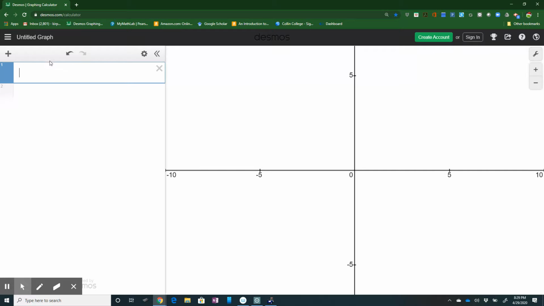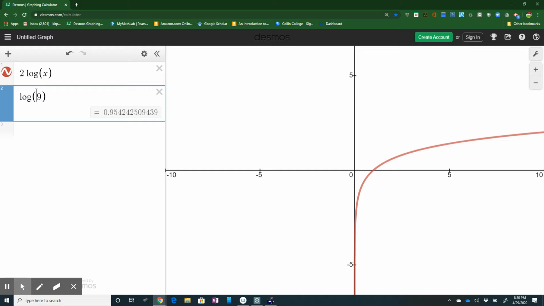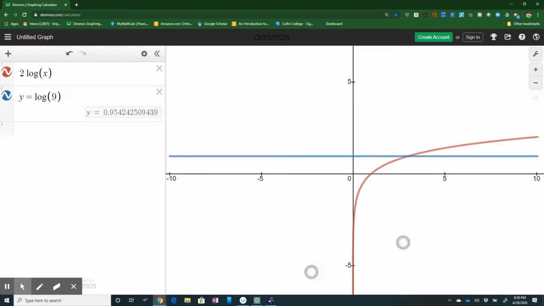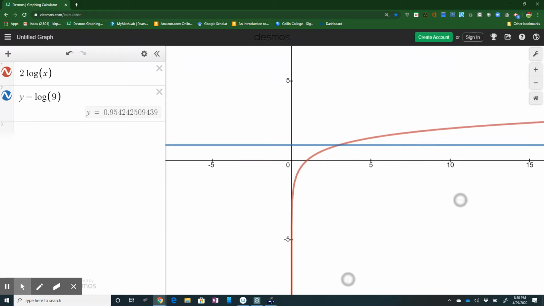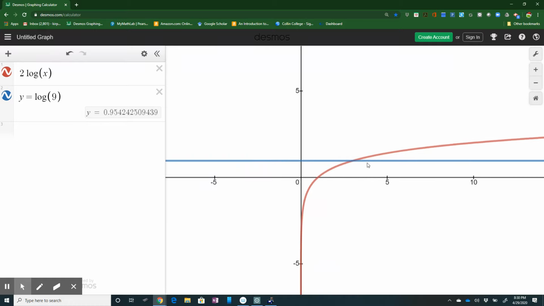Okay. So I have 2 log base x equals log base 9. I'm going to put y equals. If you look at the graph, how many times does it cross? It only crosses once, at 3.